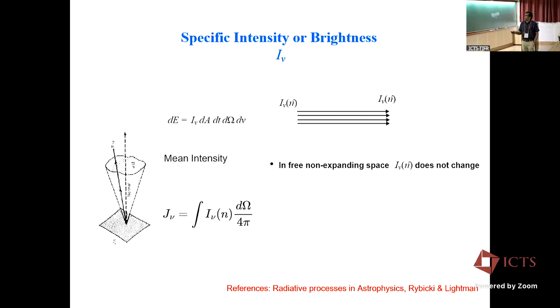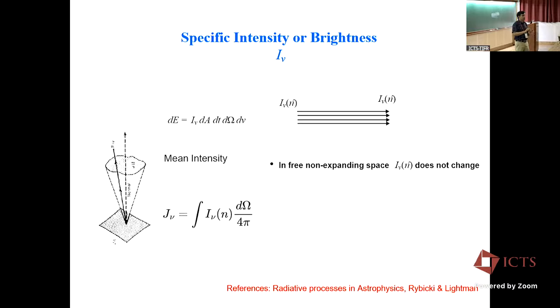So, the first quantity is specific intensity. That's something that Ilian introduced yesterday. The specific intensity is basically defined as energy received per unit area, per unit time, per unit solid angle, and per unit frequency. So if some radiation is coming from this side and you have a detector, you can calculate the amount of radiation received per unit area, per unit time, and per unit solid angle and frequency, and that is your specific intensity.